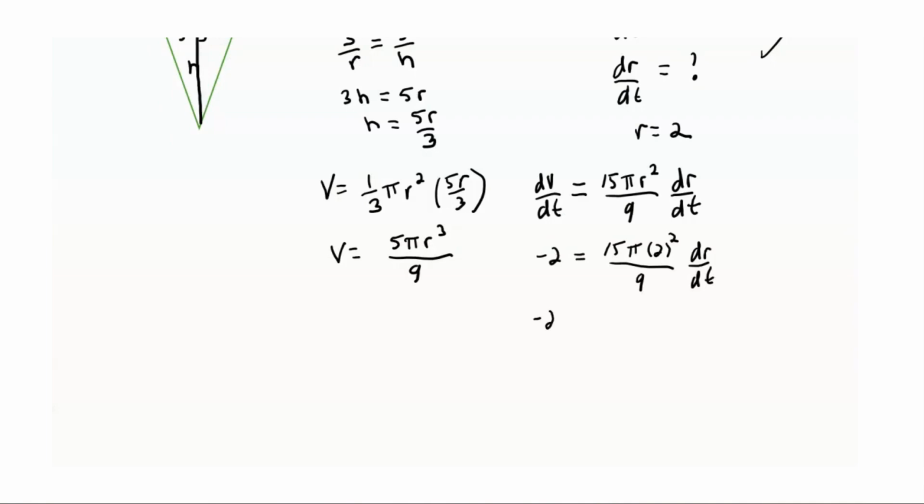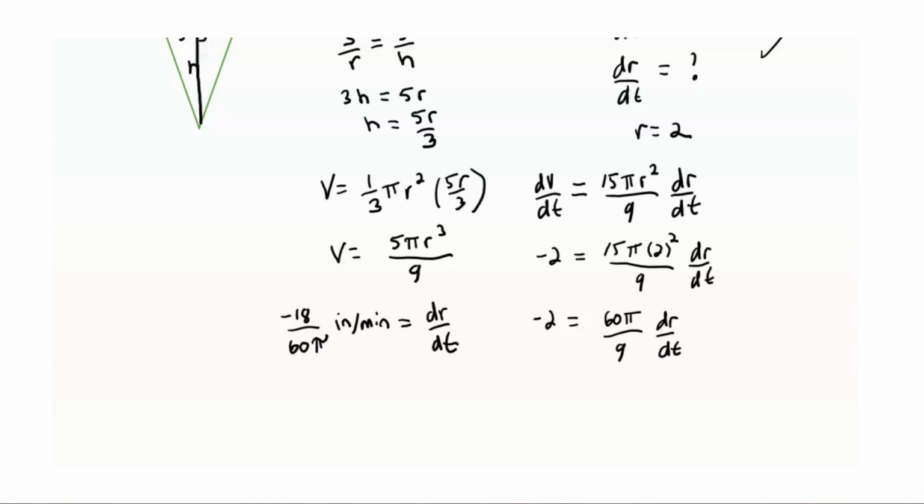So we would get negative 2 is equal to, it looks like we have 4 times 15, so we'd have 60 pi over 9 dr/dt. And then to solve for dr/dt, we would multiply by the reciprocal of 60 pi over 9. So it looks like we would get negative 18 over 60 pi. And then the units would be inches per minute. And that would equal my dr/dt.